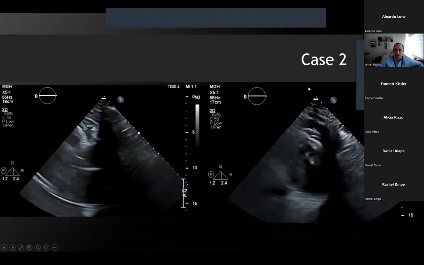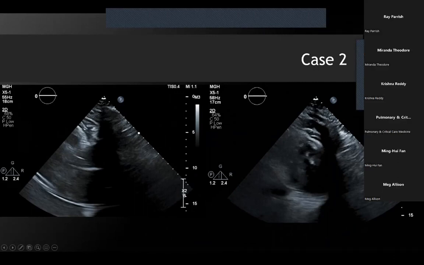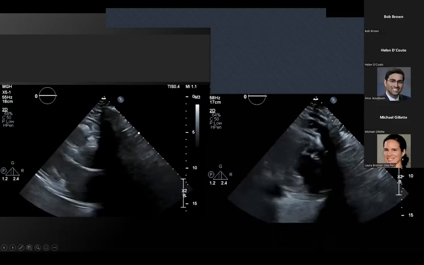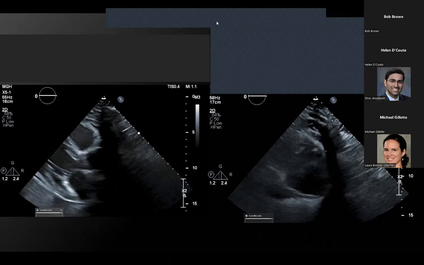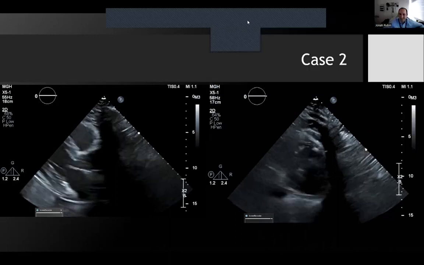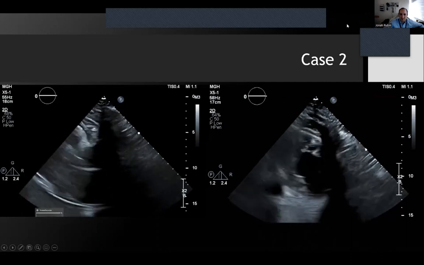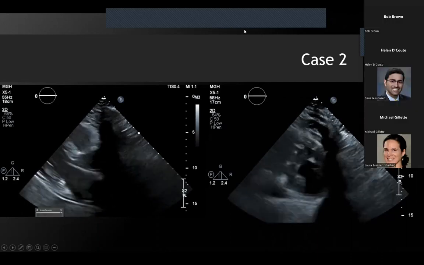Moving on, case number two. Can I pick on one of our fellows again? Any brave souls? Looking for someone I've scanned with recently. Can't find anyone right now. Aldardo, can I pick on you? Yeah.